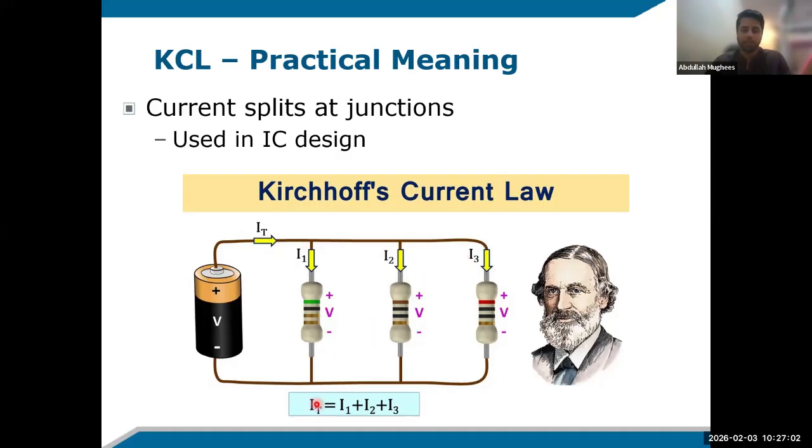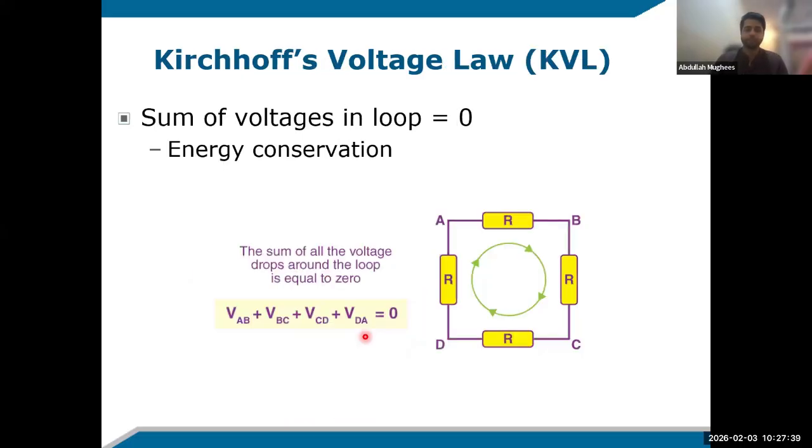So using Kirchhoff's current law, we can derive the formula that IT is equal to I1 plus I2 plus I3, because the current entering must be equal to the current leaving. At this point, the entering current is only one, IT, and the leaving currents are three, I1, I2, and I3. So they are both equal to each other. That is how we can see the behavior of current in all different parts of the circuit. So that's pretty much it about Kirchhoff's current law. The short form is KCL.